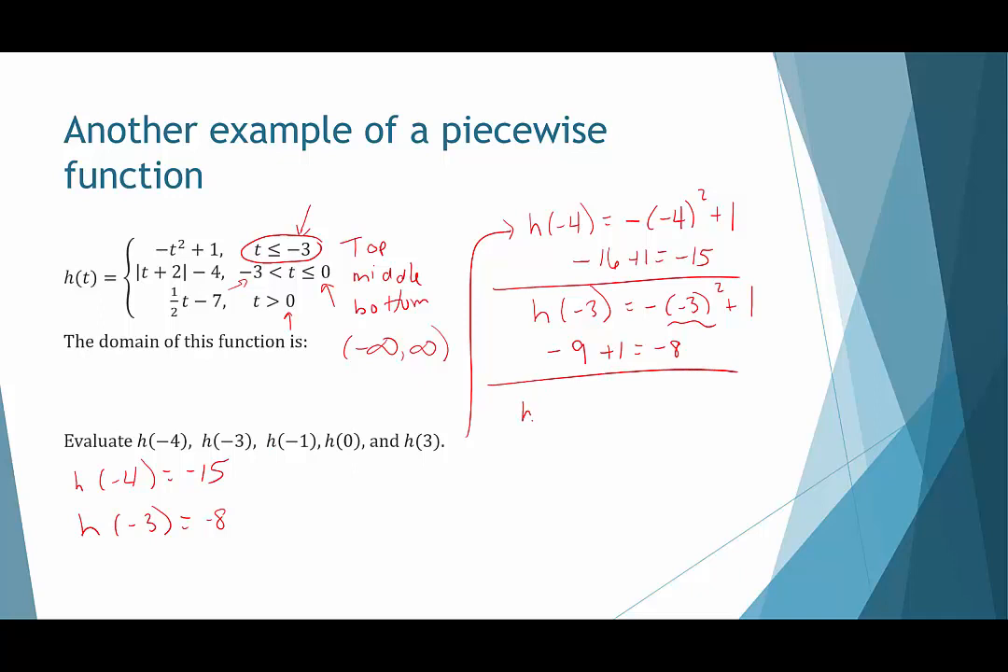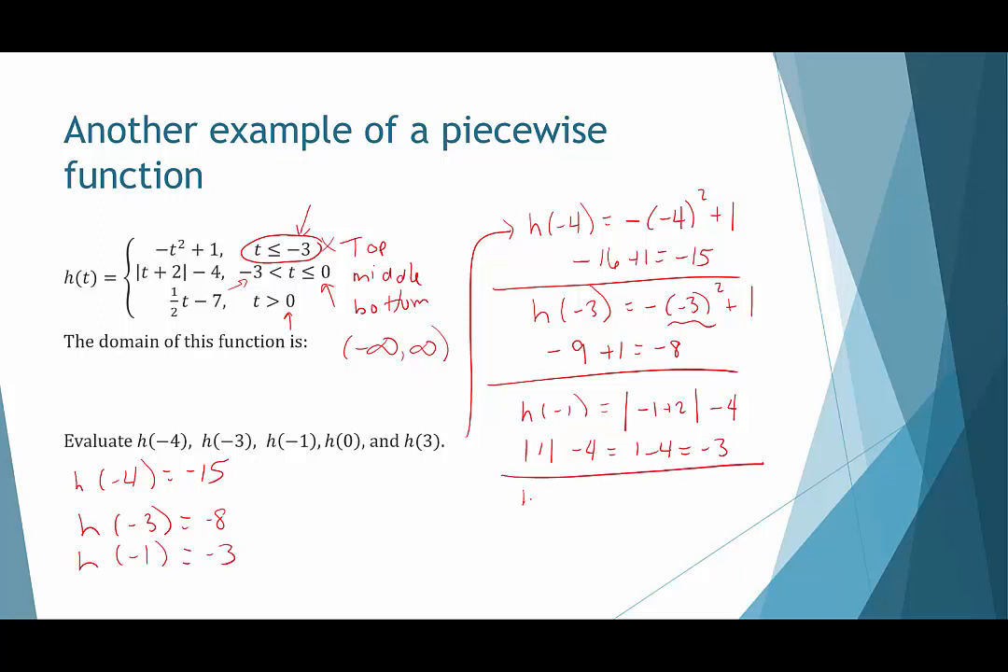Next, we're looking at h of -1. So where does -1 fit within the domain? -1 is bigger than -3, so it's not the top. -1 is in between -3 and 0, so we're going to plug in -1 to the middle piece. That would give us the absolute value of -1 plus 2 minus 4. That would be 1 minus 4, and 1 minus 4 is -3. So h of -1 would be -3.